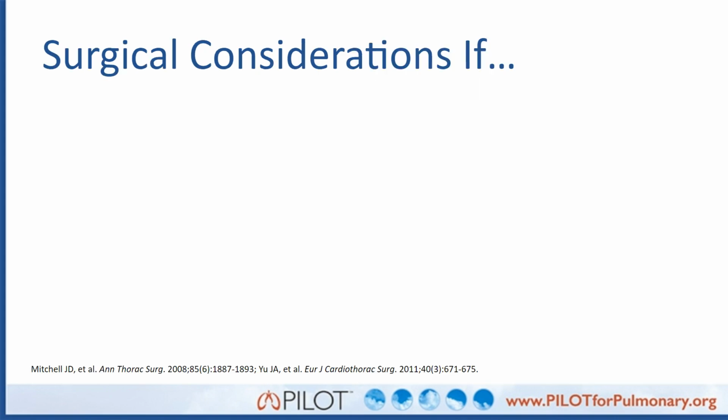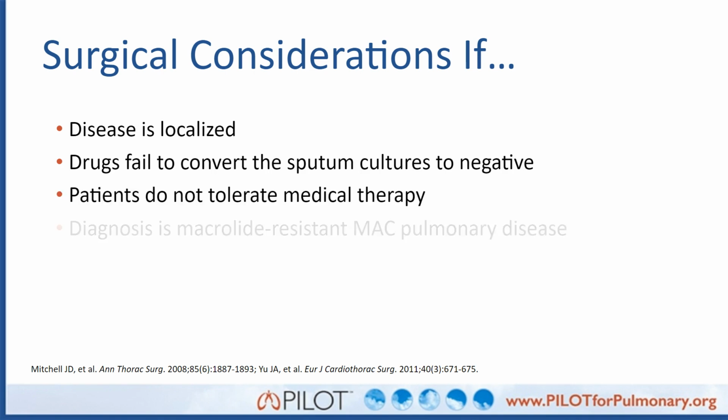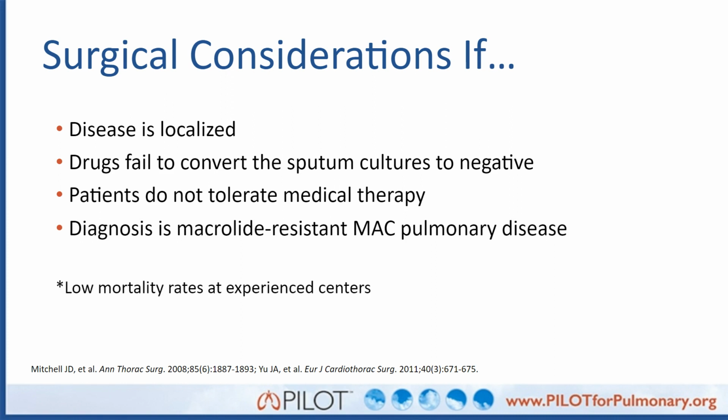We've already alluded to the fact that we should absolutely treat these patients aggressively with oral therapy, which is given daily, in addition to intravenous aminoglycoside therapy, which can either be given with amikacin or intramuscular streptomycin, if that's a consideration. But you should also consider surgery in these patients, especially for the following reasons. If the disease is localized, if the drugs fail to convert the sputums to negative, if the patients don't tolerate medical therapy, or if you're dealing with a macrolide-resistant MAC patient. It should also be noted that at experienced centers, under an experienced surgeon, there are very low mortality rates associated with this type of surgery.